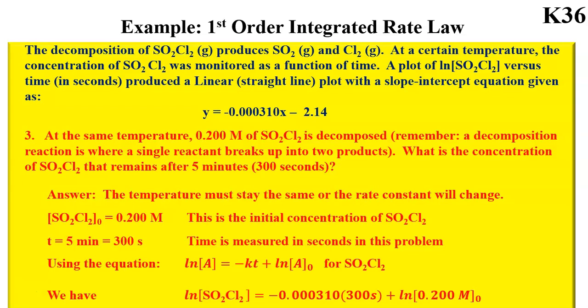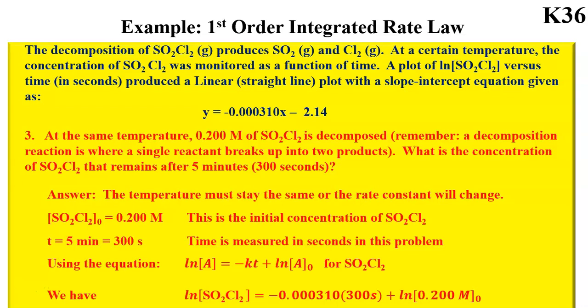So first you want to identify what your variables are, what you're given to work with. The temperature must stay the same or the rate constant will change. So you notice in the question up at the very top in blue, it says at a certain temperature. So they're just clarifying that the temperature is not changing. Generally in a kinetics problem, if they don't say that, you will assume that.